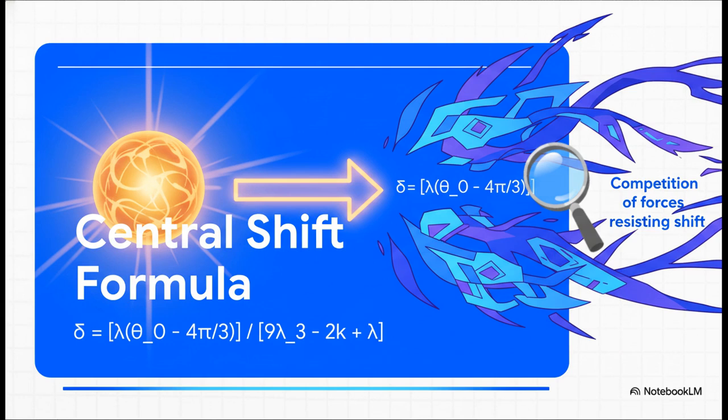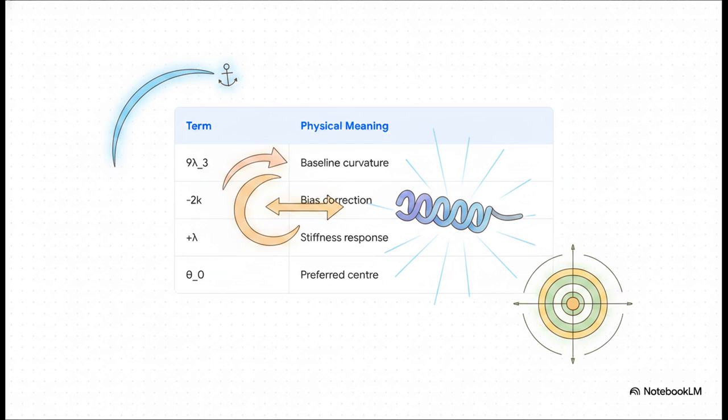The shift directly depends on how far the preferred coherent center is from the baseline minimum. That's our numerator. And that is divided by the denominator, which is basically the competition of forces trying to resist that shift. Let's take a second to break down exactly what each parameter in this formula means physically. The 9 lambda 3 is the baseline curvature acting as an anchor. The minus 2k is the bias correction, providing a subtle directional pull near the baseline. The lambda represents the stiffness response, acting like a spring pulling the system toward the preferred center. And theta naught is that preferred coherent center itself. They all interplay to dictate exactly how far the minimum will shift.